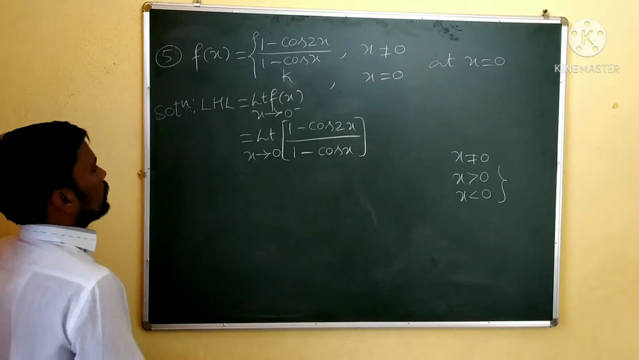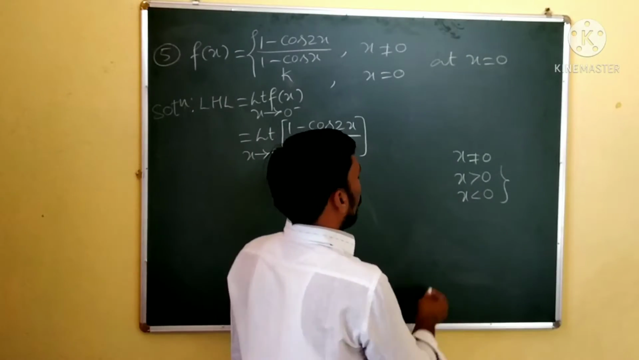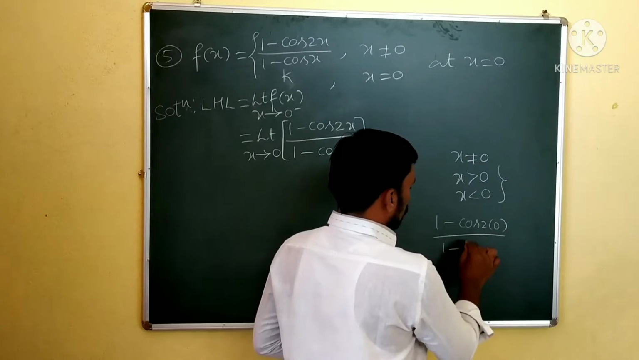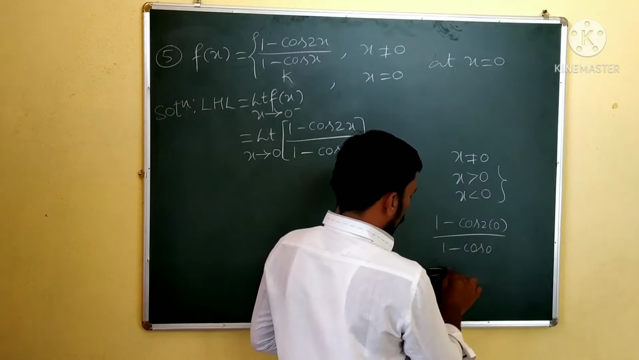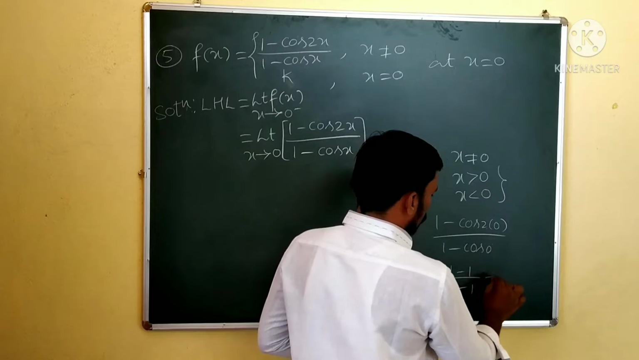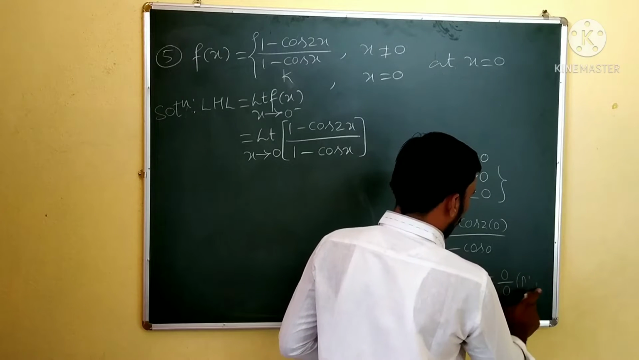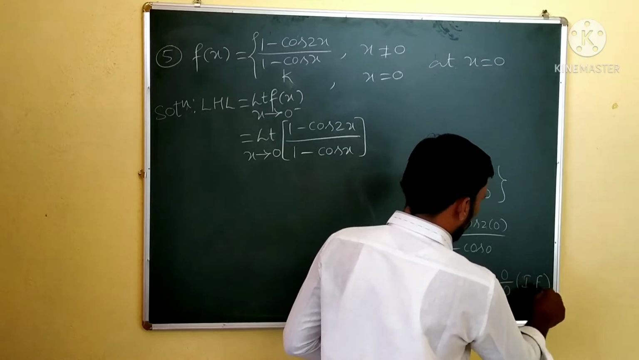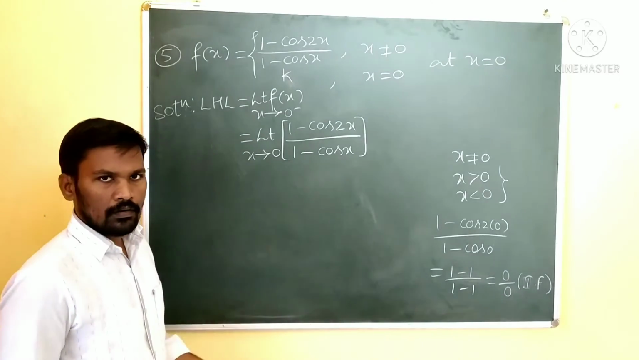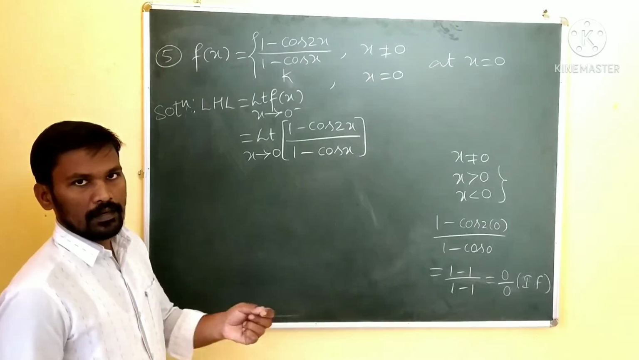When we apply the limit, it will take 0 by 0 form. Cos 0 is also 1. So 1 minus cos 2 into 0 divided by 1 minus cos 0 is 1 minus 1 over 1 minus 1, which is 0 by 0. Again, this is an indeterminate form. When you apply the limit directly, it takes 0 by 0 form. So 0 by 0 or infinity by infinity, these two are indeterminate forms.